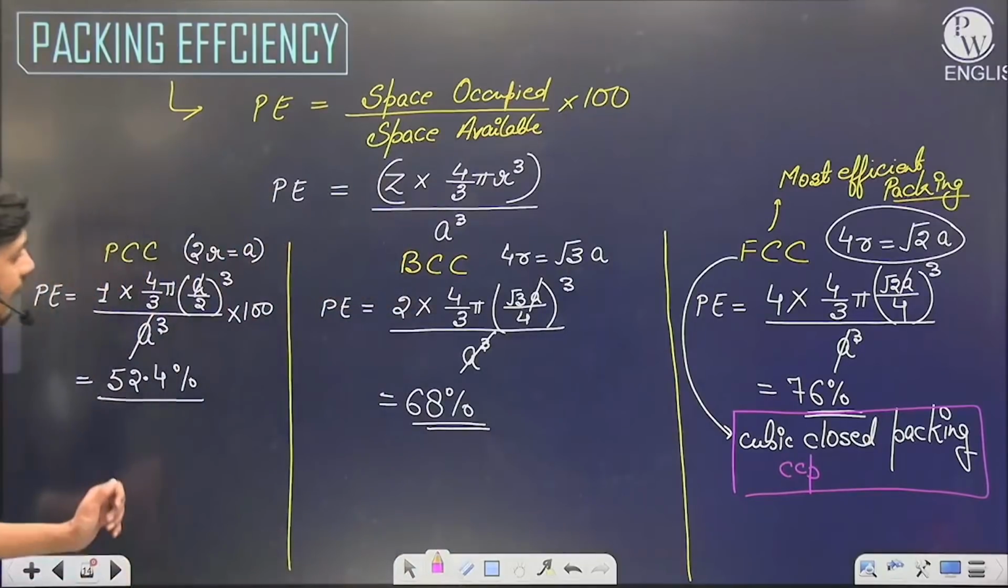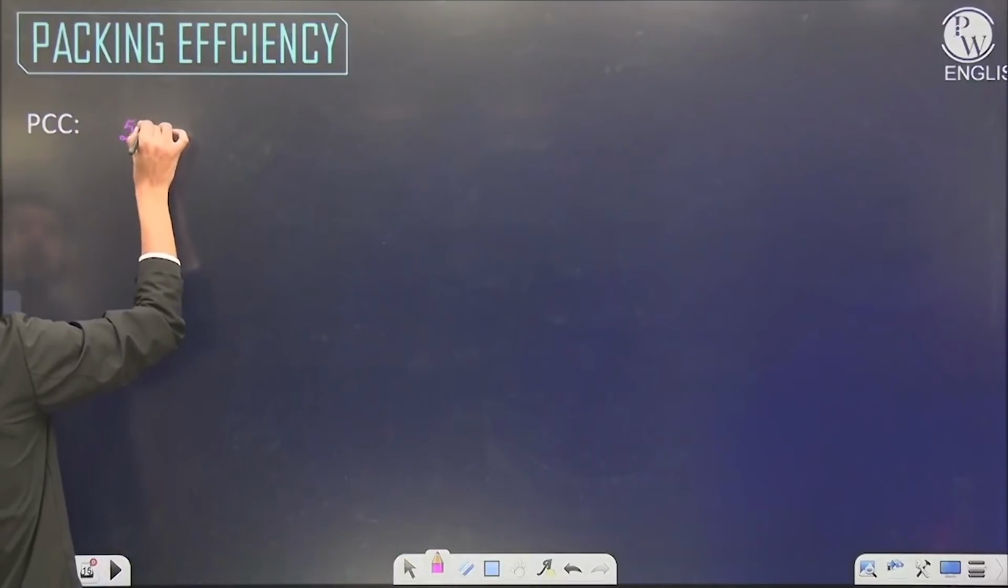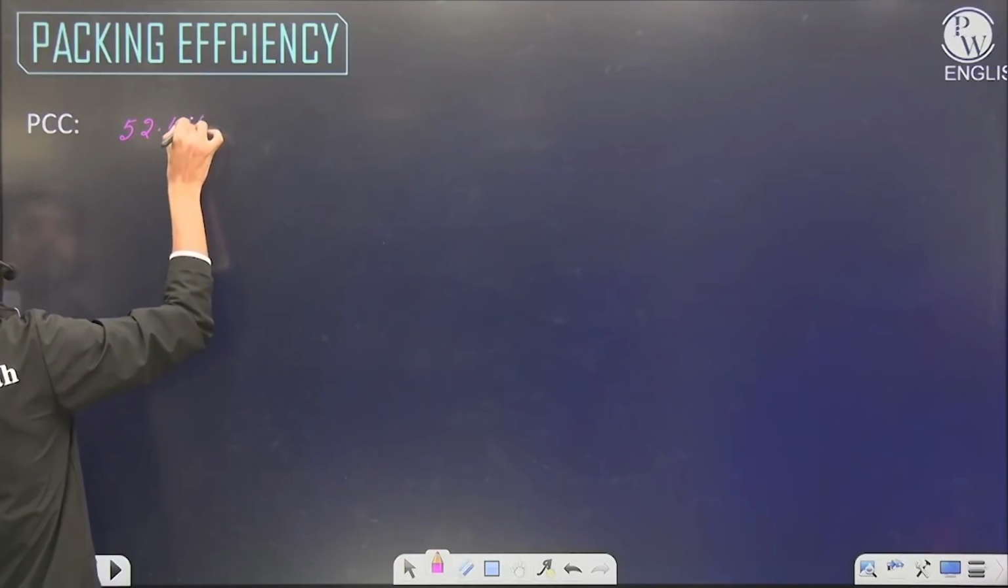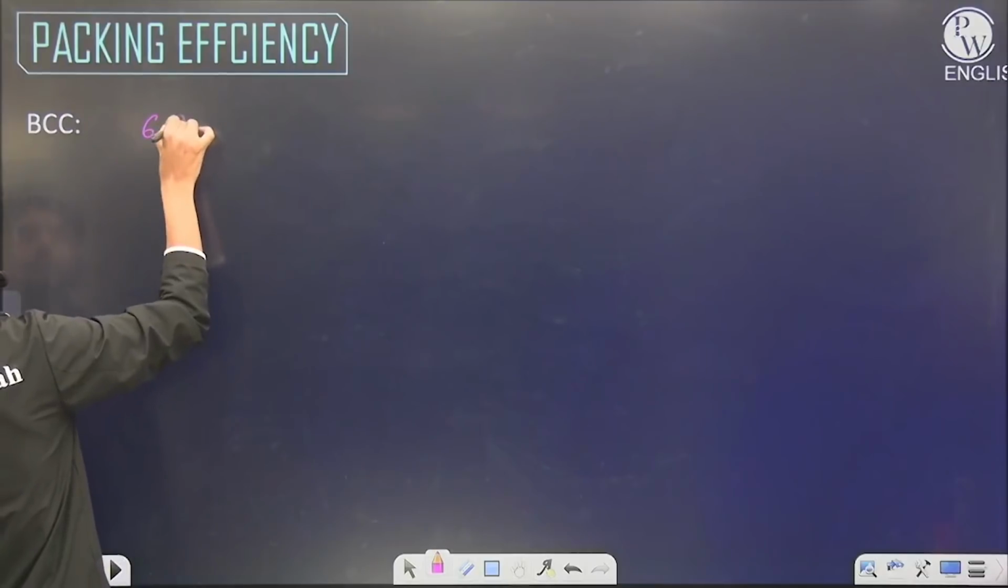So this is the packing efficiency of all these three cubic unit cells. For PCC, it is 52.4%. Let's just mention the values. For BCC, it is 68%.